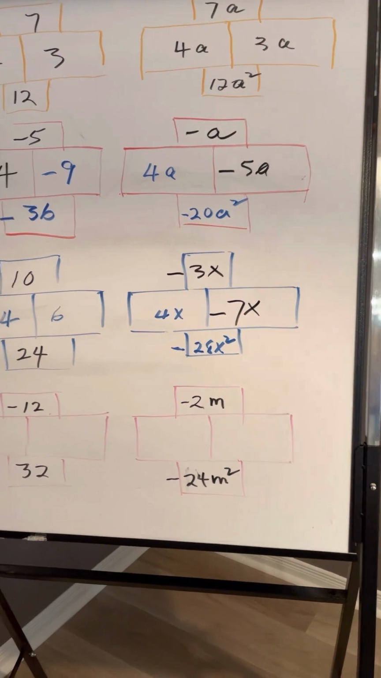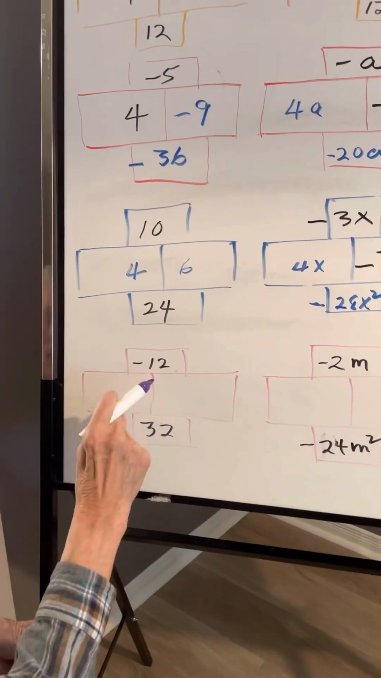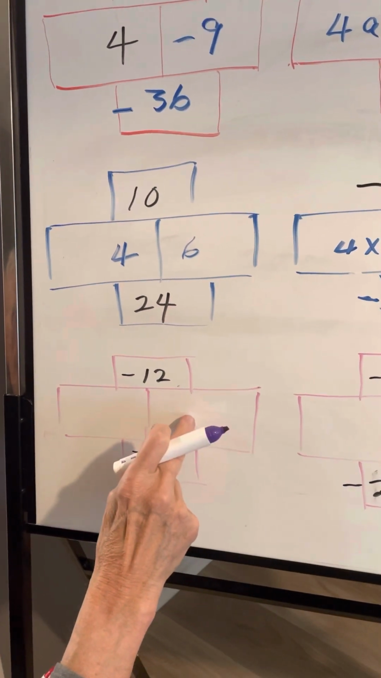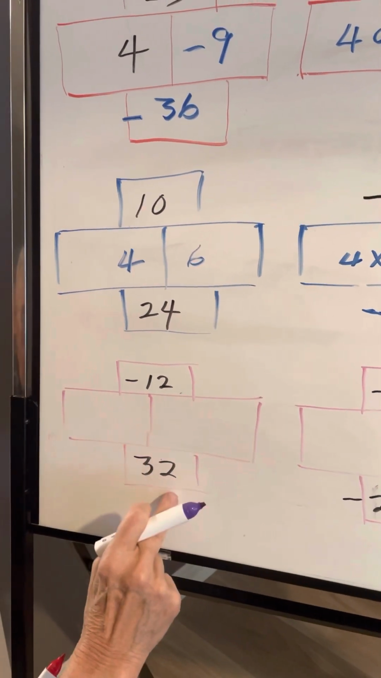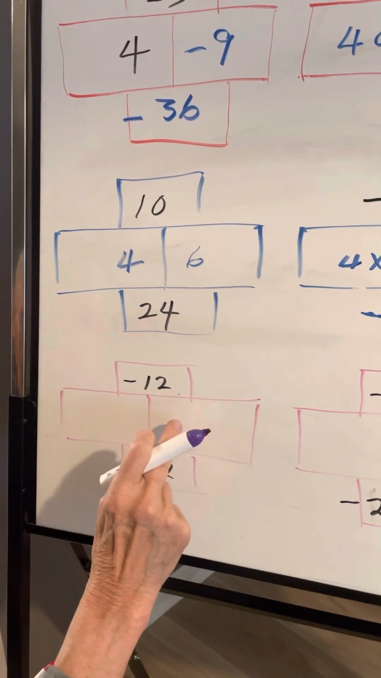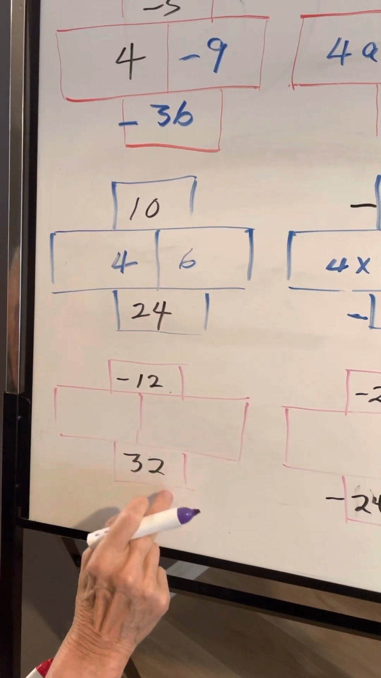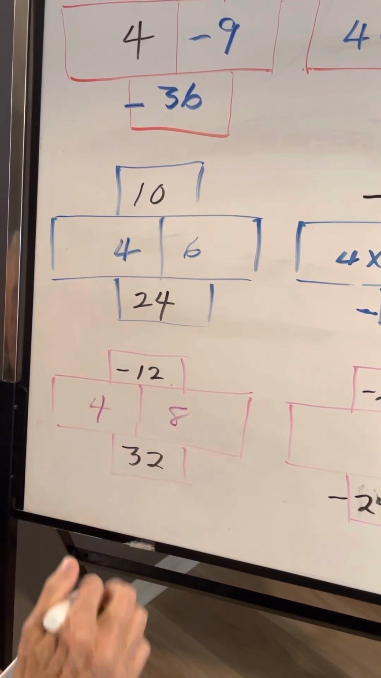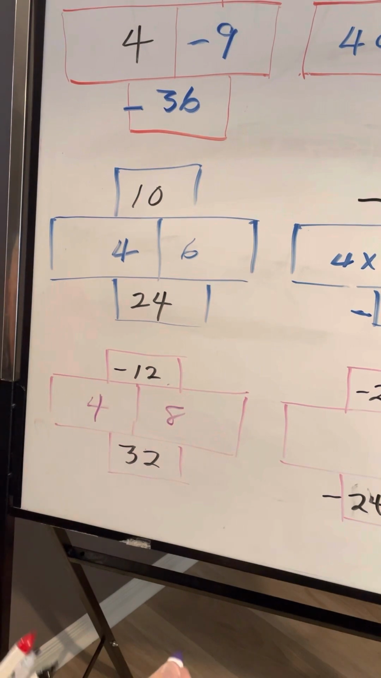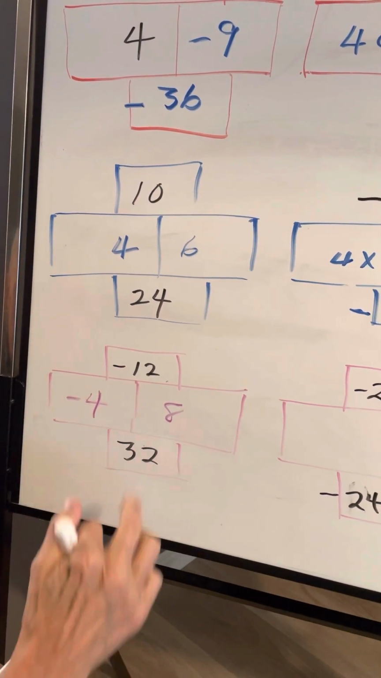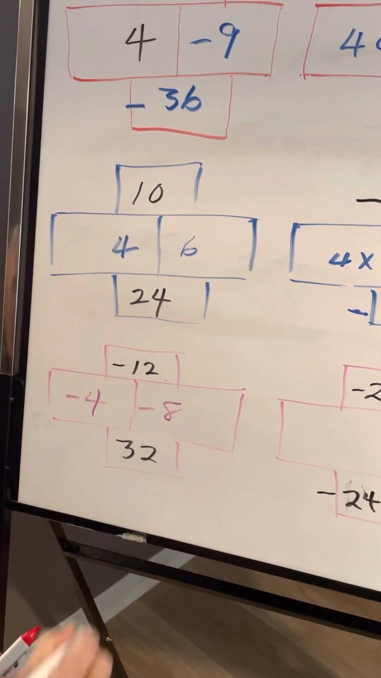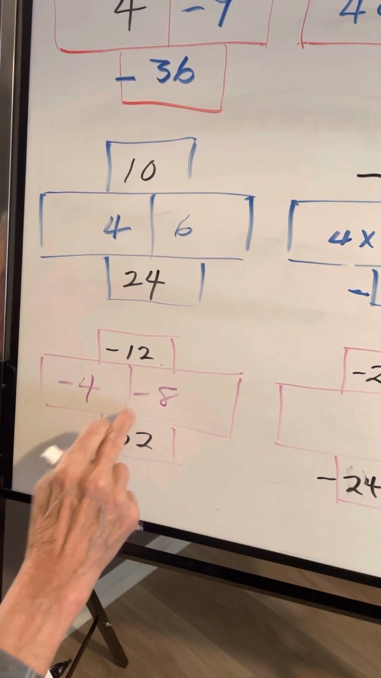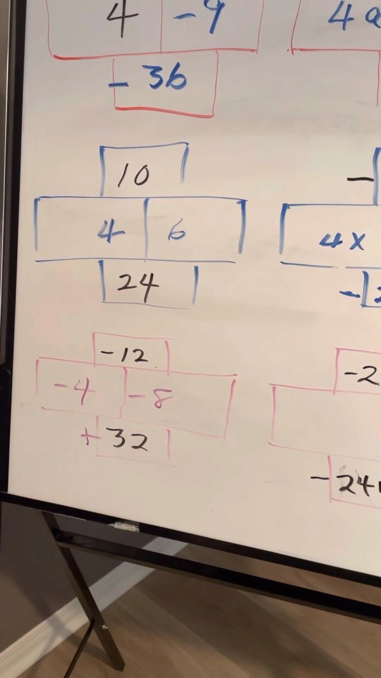Okay, next on the line, same problem. Let's have a look at addition first. I can say 2 and 10 makes 12, and 2 times 10 is 20. How about 4 and 8 is 12, and 4 times 8 is 32. 4 times 8 is 32, but it's negative, so that's negative 4 and positive 8. They both have to be negative to add to negative 12. And negative 4 times a negative makes it positive 32.